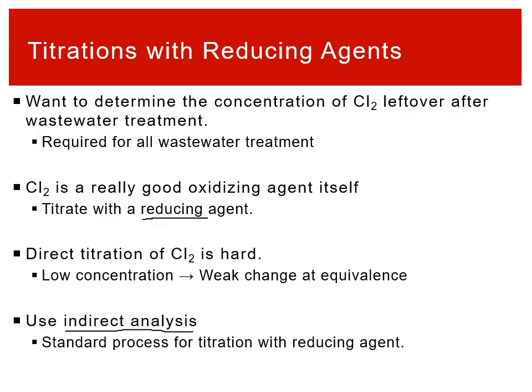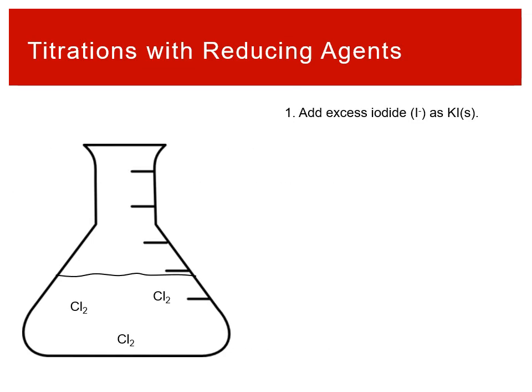We're going to titrate something else, and this is actually really, really common when you learn that you need to do a titration with a reducing agent, because it's really hard to get a color change. You're going to kind of flip the script and do your titration in a different way, a different kind of indirect analysis. So we're going to walk through this process.